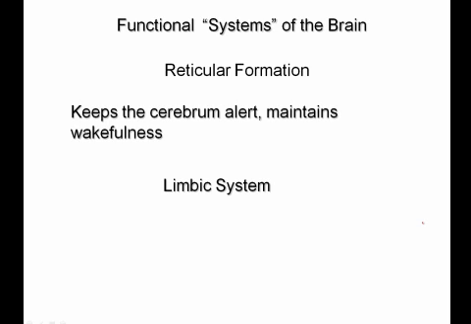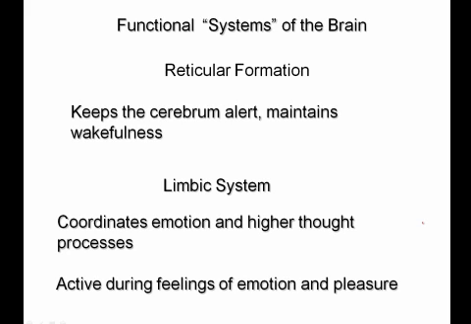Another system is called the limbic system. The limbic system is our emotional brain, and so it coordinates emotion and higher thought processes, and so the limbic system is very active whenever we are experiencing times of emotion, pleasure, pain, sadness, love. All of these involve activity of the limbic system.